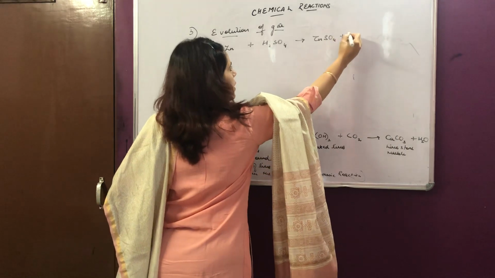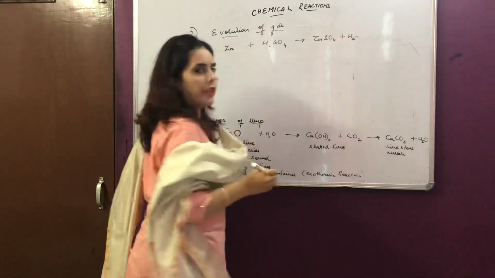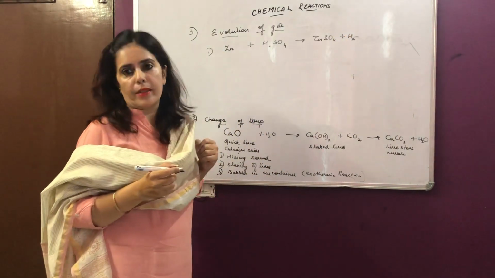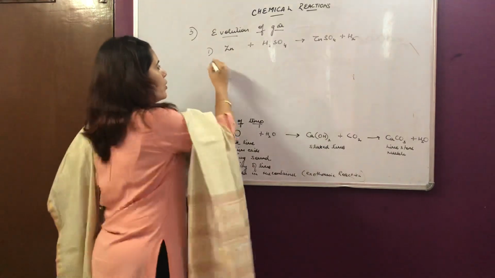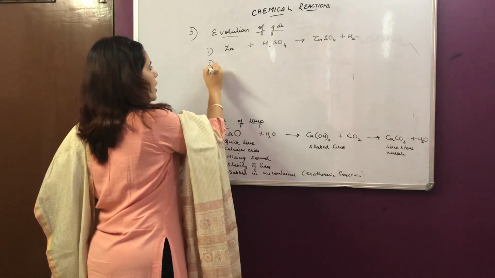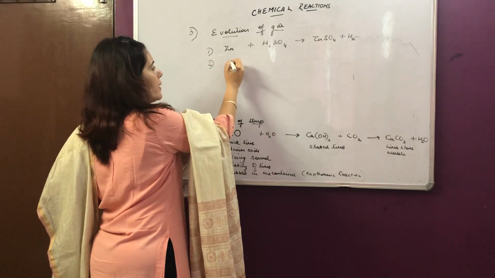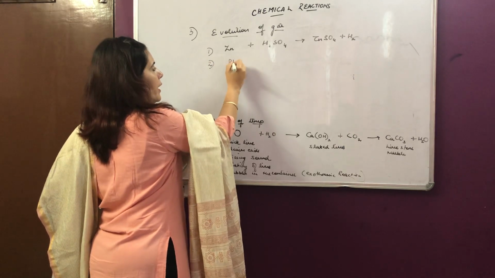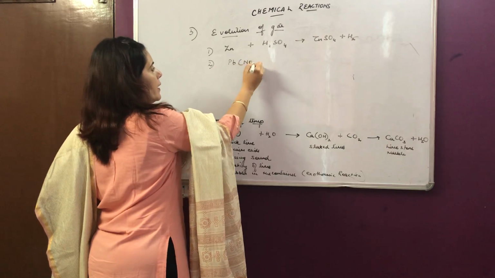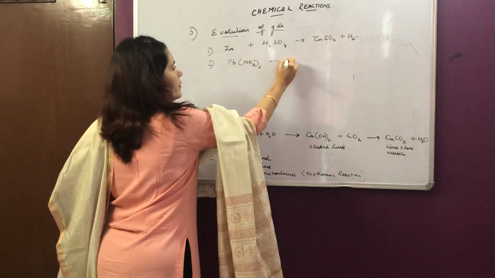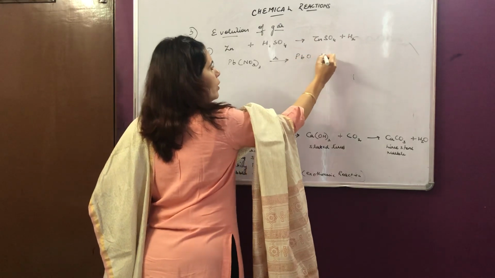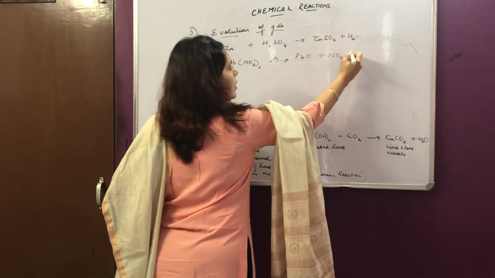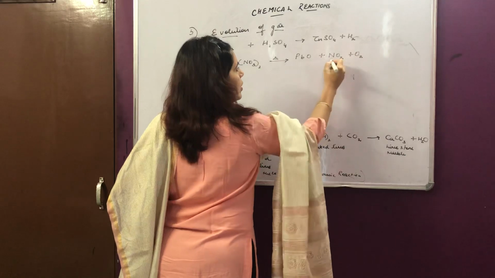ZnSO4 is formed and H2 is released. Okay? So second is the evolution of gas, and what does it say? When lead nitrate is heated, so what is formed? PbO plus NO2 plus O2.